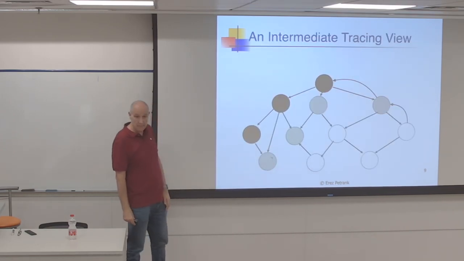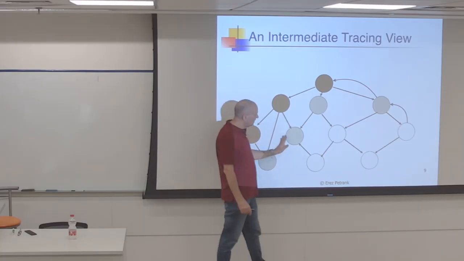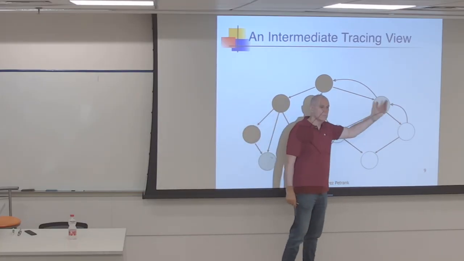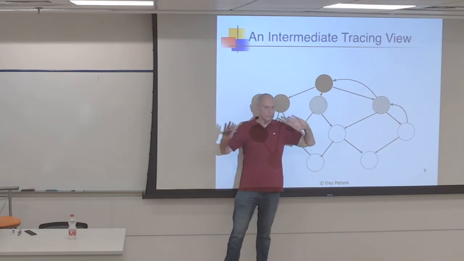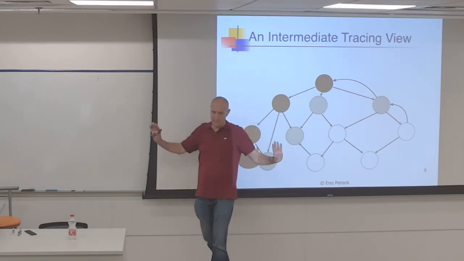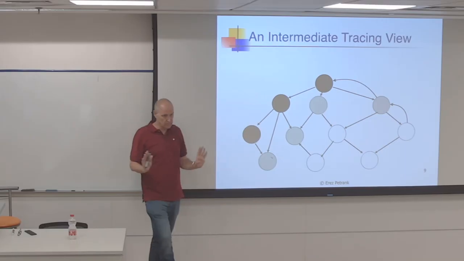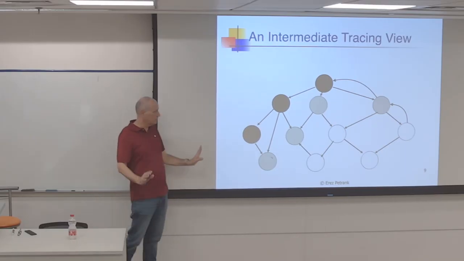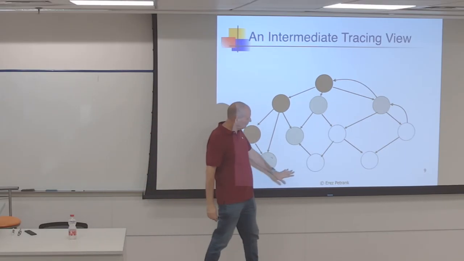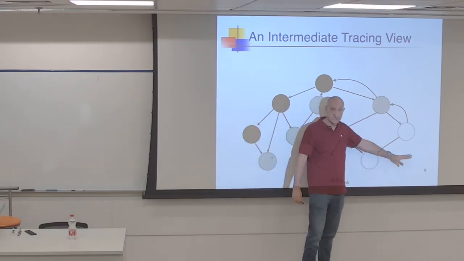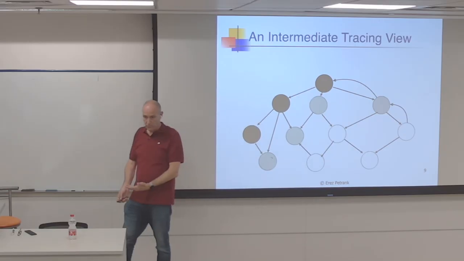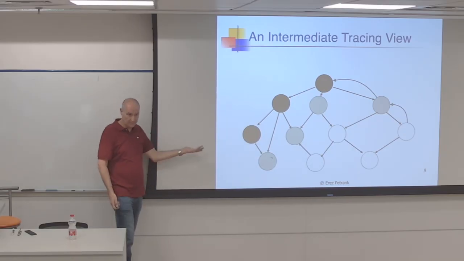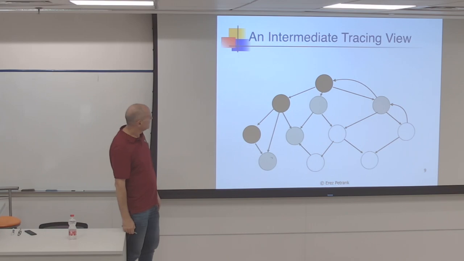Here is an example of a graph. There is a wave of gray objects that we still need to traverse. Behind them, there are the black objects that we're done traversing. We're not going to look at them anymore. We assume that we've seen their children and we don't need to look at them again. And white objects are in front of the wave. We haven't seen them yet, and we need to traverse them in order to mark them and not reclaim them later.